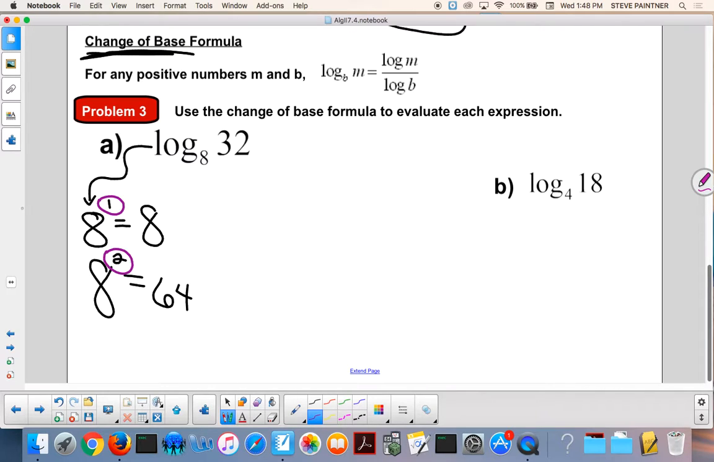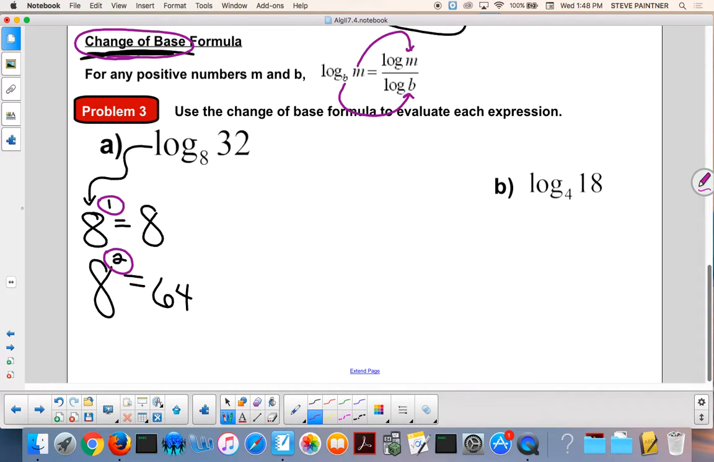It's what? This is a hard one. If you want to use your calculator, you're allowed to. Watch this. You don't know this answer? Then change the what? Change the base. How do you change the base? If you're ever asked log of a number, base b, all you got to do is just write log of m over log of the base.